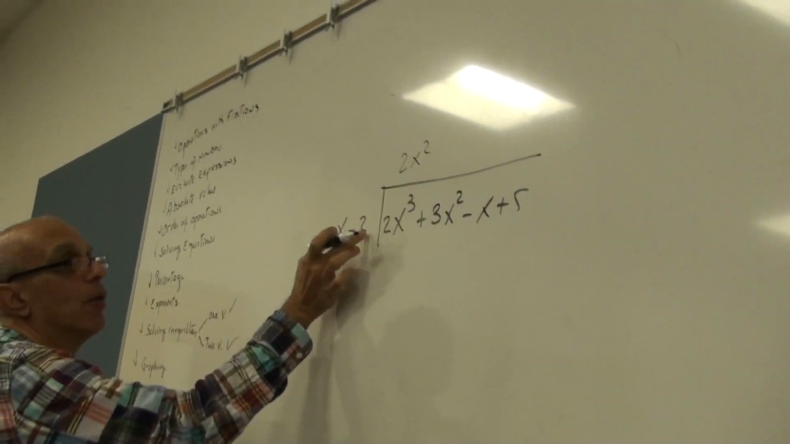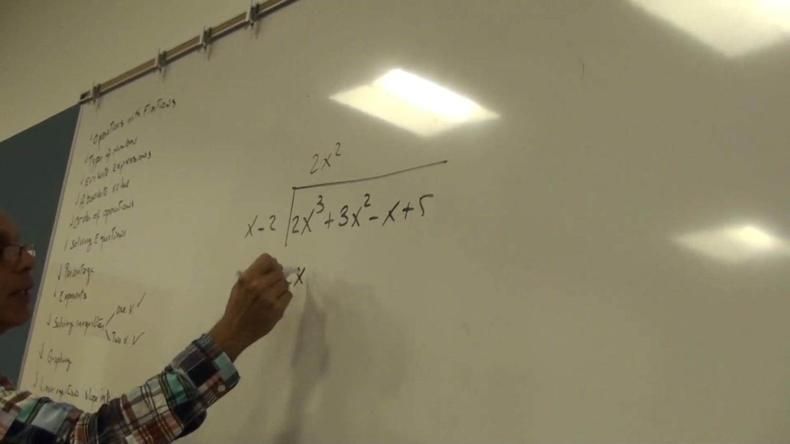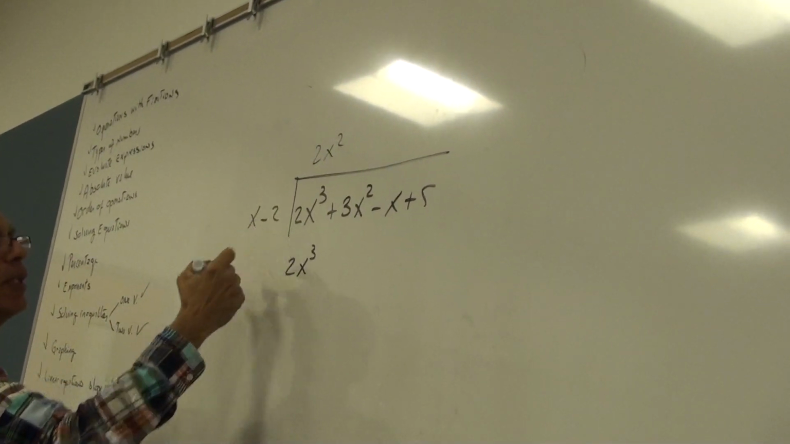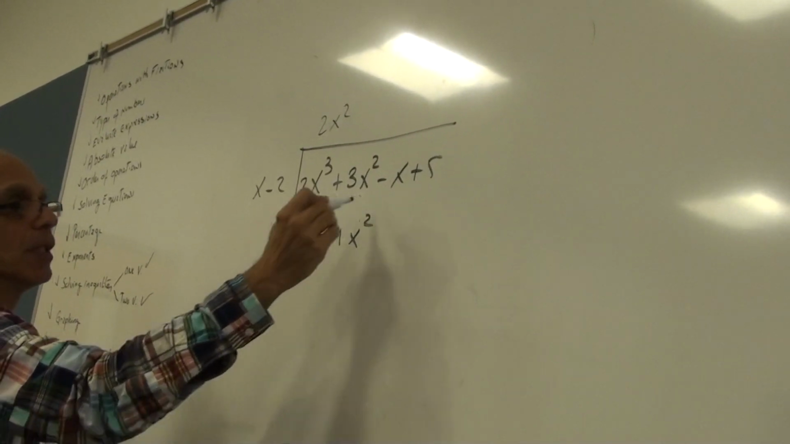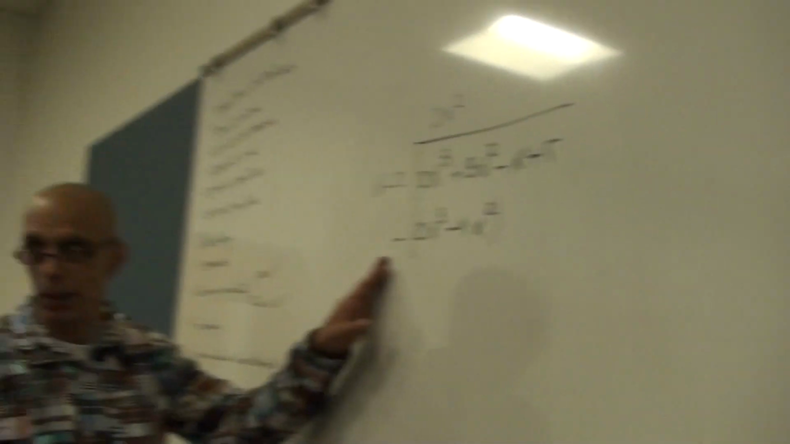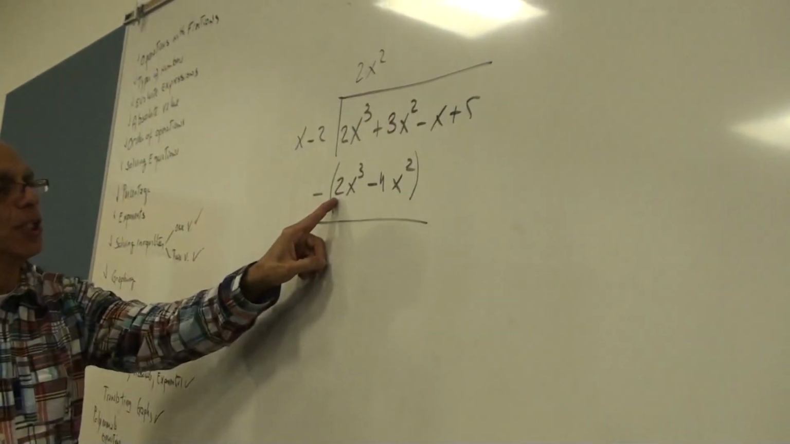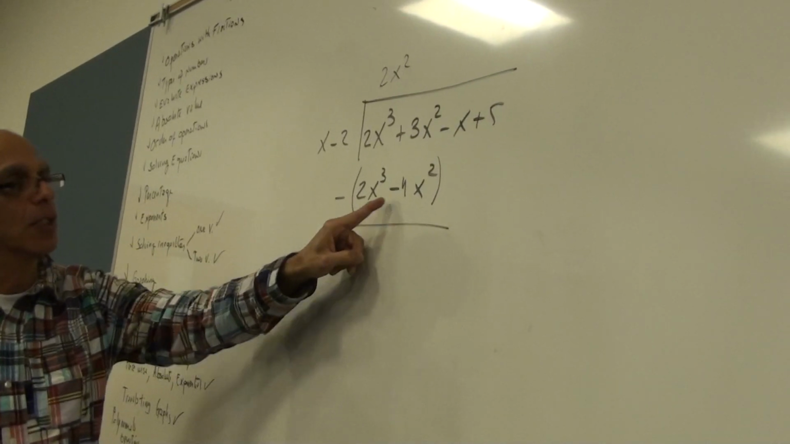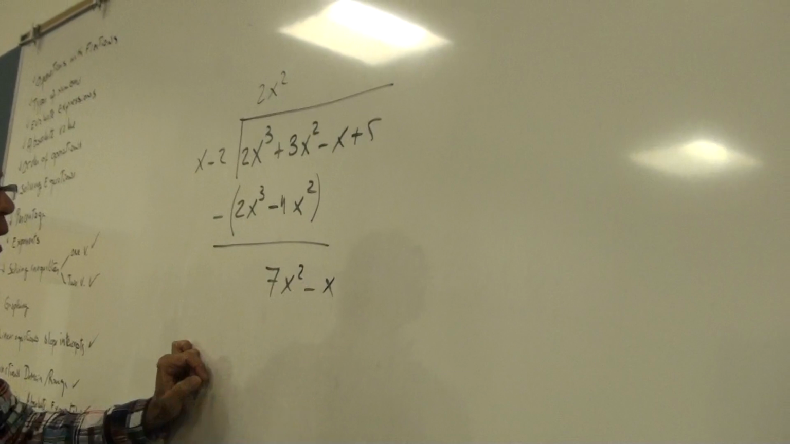Multiply this, I'm going to get 2x cubed. But remember, now I'm multiplying the binomial, so I need to multiply both terms. It's going to be 2x cubed. Now, 2 times this is going to be negative 4x squared. Remember, this is an expression. You need to put parentheses, and you need to subtract that. Now, it's going to change the sign. I'm going to cancel that. This is going to be positive. I'm going to add, and then x.